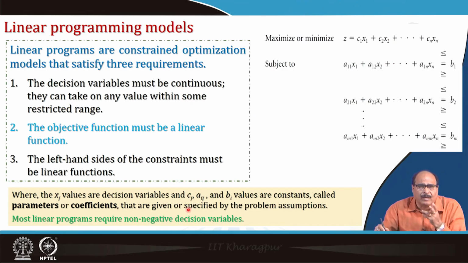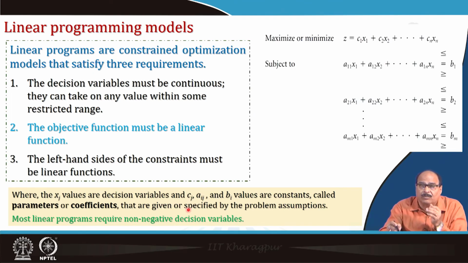Linear programs are constraint optimization models that satisfy three requirements. One is that the decision variables must be continuous, they can take on any value within some restricted range. The objective function must be a linear function, and the left hand side of the constraints must be linear functions.